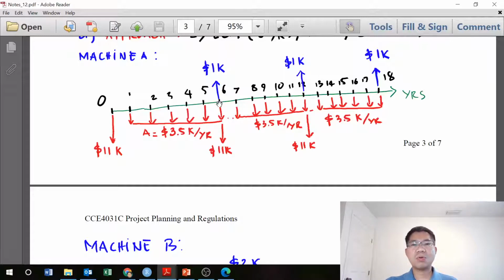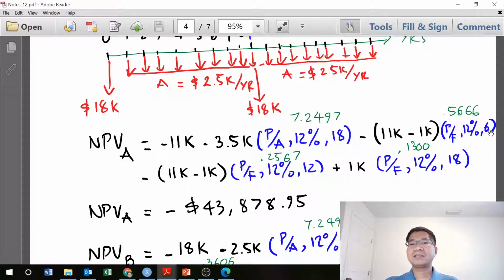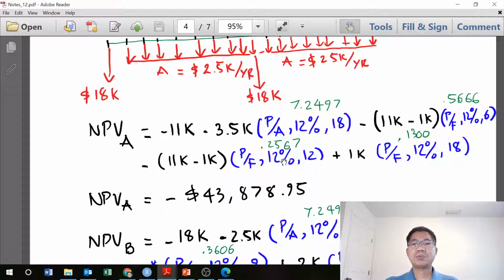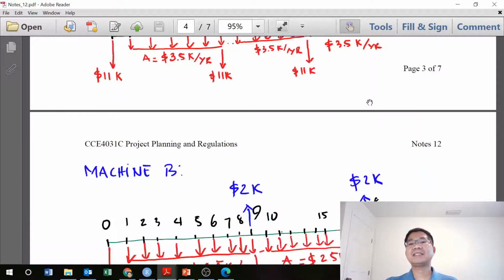One single amount at year 6, bring to time 0, so that is P over F 12%, 6 years. Similarly, for the one at year 12, we have P over F 12%, 12 years. The last one, the 1,000 amount at year 18, bring to time 0, given F find P, P over F 12%, 18.